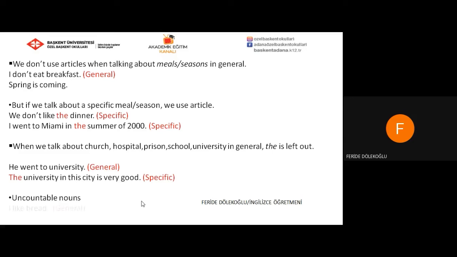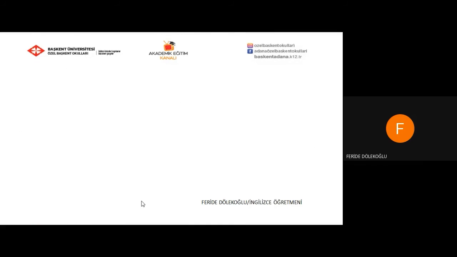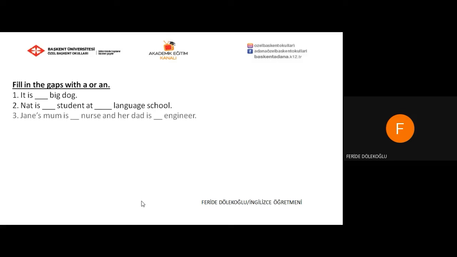Uncountable nouns. I like bread, general. I like the bread, specific. So the definite article the describes specific things. We will continue with an exercise. We will start with an easy one. Fill in the gaps with a or an.